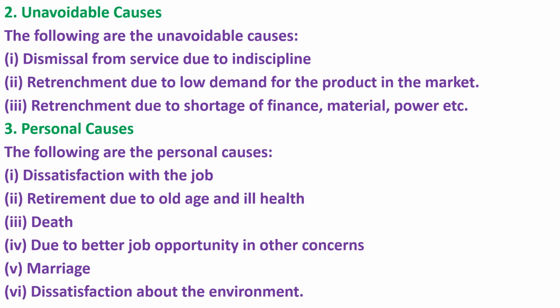7. Lack of transport and accommodation facilities. 2. Unavoidable causes. The following are the unavoidable causes. 1. Dismissal from service due to indiscipline. 2. Retrenchment due to low demand for the product in the market. 3. Retrenchment due to shortage of finance, material, power, etc. 3. Personal causes. The following are the personal causes. 1. Dissatisfaction with the job. 2. Retirement due to old age and ill health. 3. Death. 4. Due to better job opportunity in other concerns. 5. Marriage. 6. Dissatisfaction about the environment.